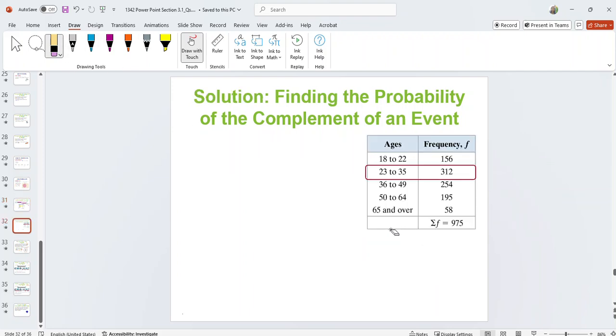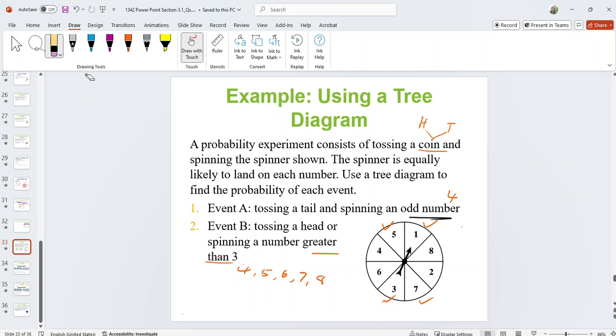Another topic here is how to draw a tree diagram. In this section, when you're doing this kind of statistics, you also want to draw a little tree diagram. This probability experiment consists of tossing a coin and spinning this wheel. This is a spinner, and it is equally likely to land on each number, 1 through 8, so I have 8 outcomes in here. We want to toss a tail and spin an odd number.